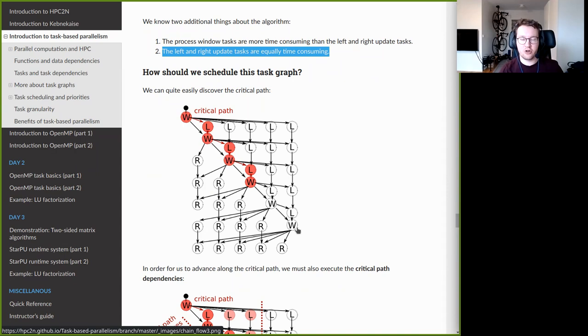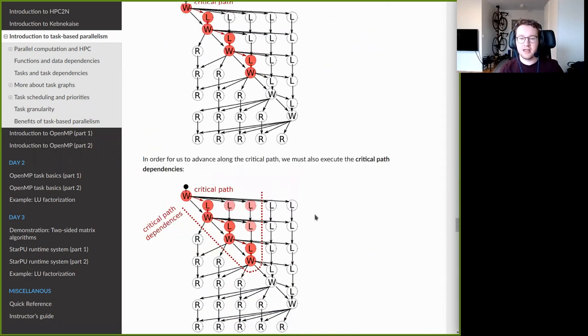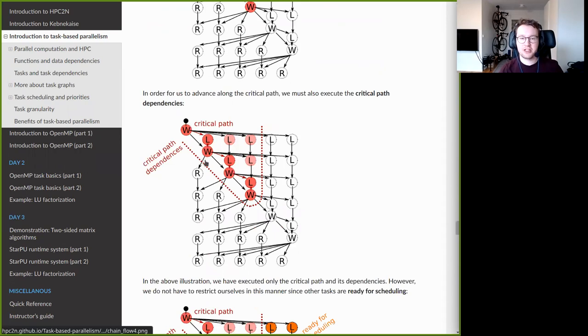So no matter how much computing power we throw at this algorithm, we cannot advance any faster than the longest path in the task graph. Of course, it is not enough just to execute the critical path. In order for us to advance along the critical path, we also have to execute all the dependencies that the critical path has. But it's still going to be the critical path that decides how fast things can move along. It is just that we can use any extra resources to execute the dependencies in parallel. As long as we have enough resources to execute the dependencies fast enough, it's always going to be the critical path that decides how fast the algorithm can move forward.